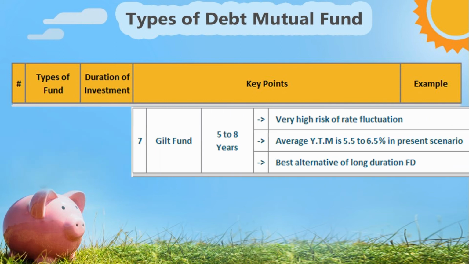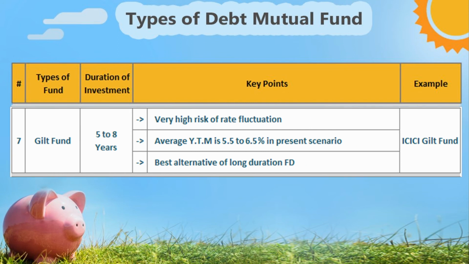Next are gilt funds. These types of funds invest 100% in government securities and can be rated as safest from the security point of view. These funds have a modified duration of 5 to 8 years and hence it can increase the risk of interest rate fluctuations. These funds are advisable to investors who have an estimated investment period of 5 years or more. These funds give out a YTM of about 5.5 to 6.5% and can be considered a better option against 5-year fixed deposits. One example of a gilt fund is ICICI Gilt Fund. We will discuss gilt funds in detail in the upcoming videos.